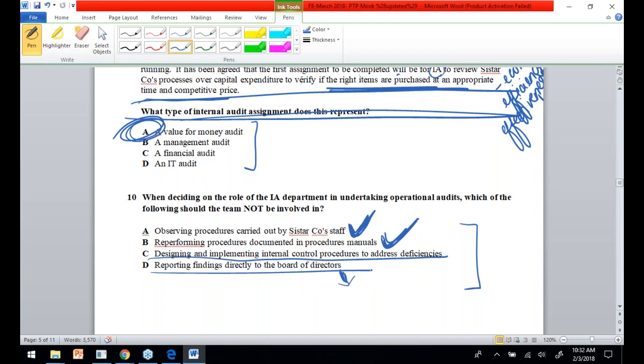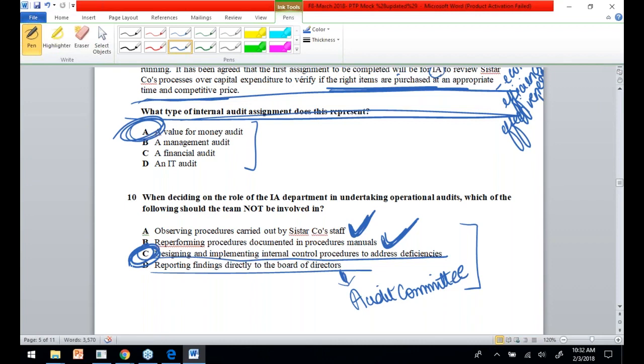D and C? No, actually, internal audit does report directly to the board of directors, as in audit committee, which is a subcommittee of the board. C is the correct option, designing and implementing internal control procedures to address deficiencies.